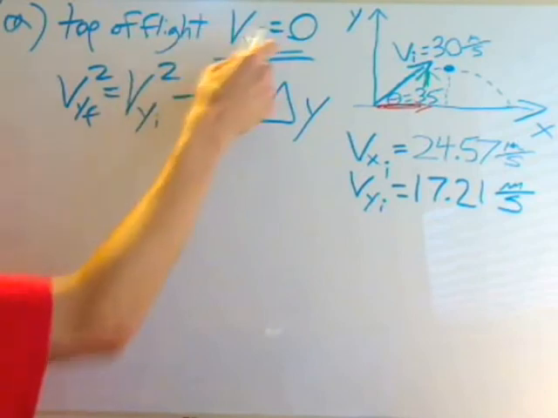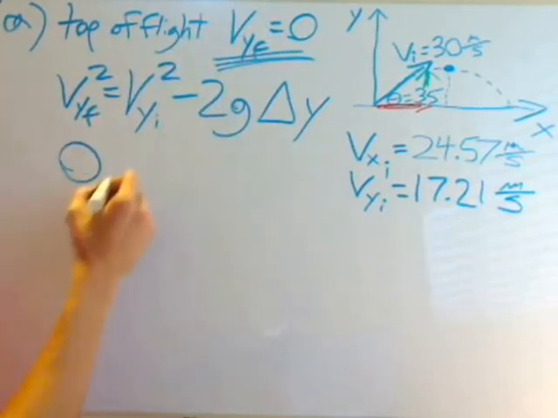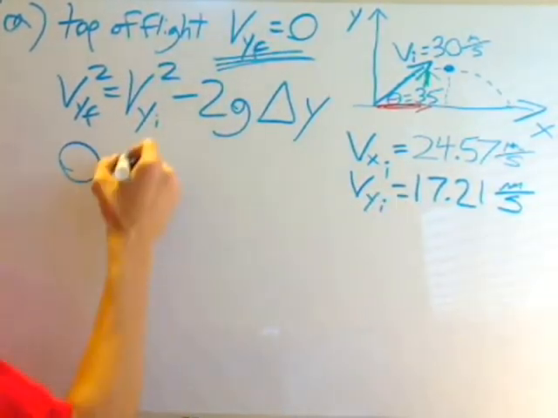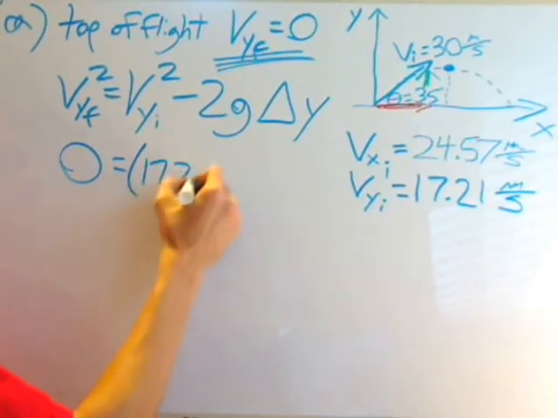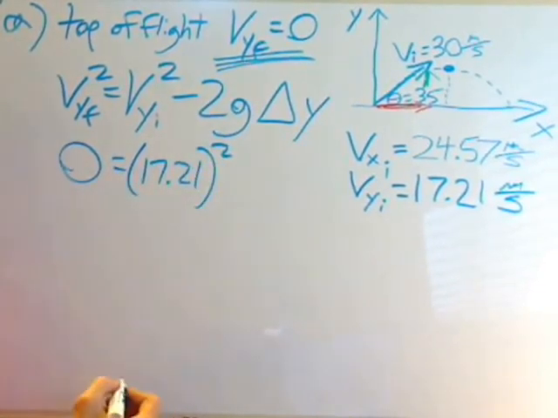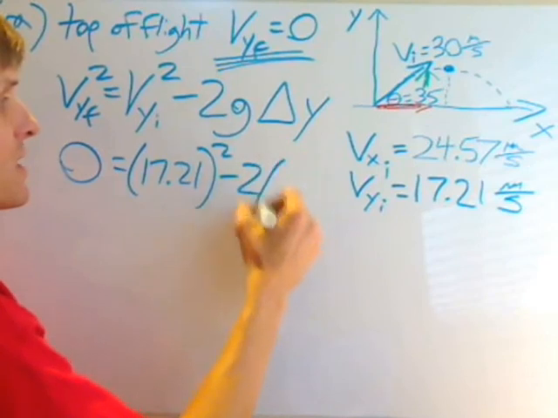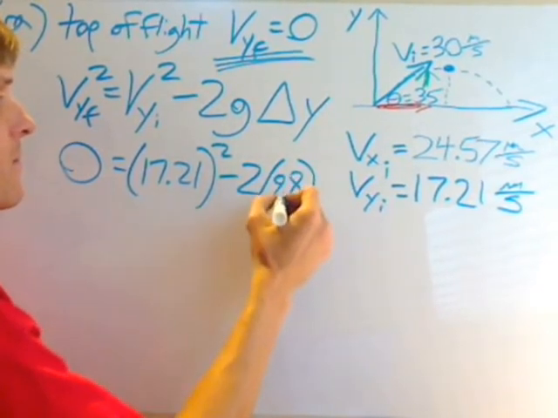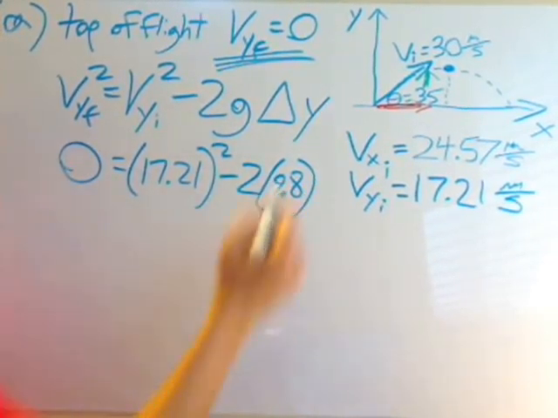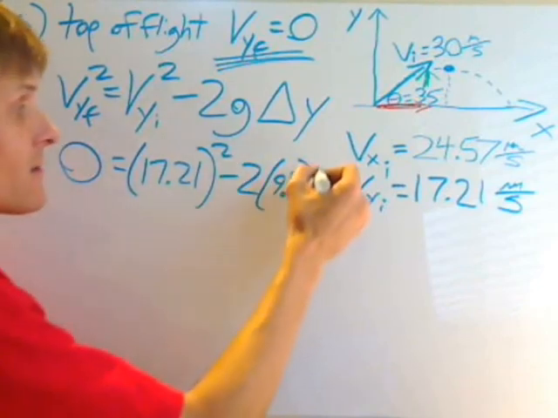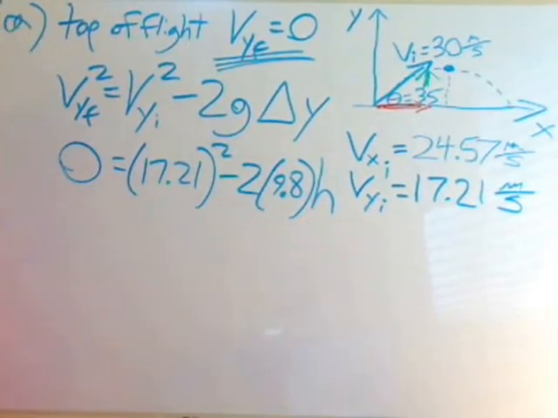Okay, so let's plug these numbers in here. Vy final is 0. Vy initial is 17.21, and we have to square that. Minus 2g, g is 9.8, and then times delta y, and that's just our height. That's our maximum height. We'll just call it h.